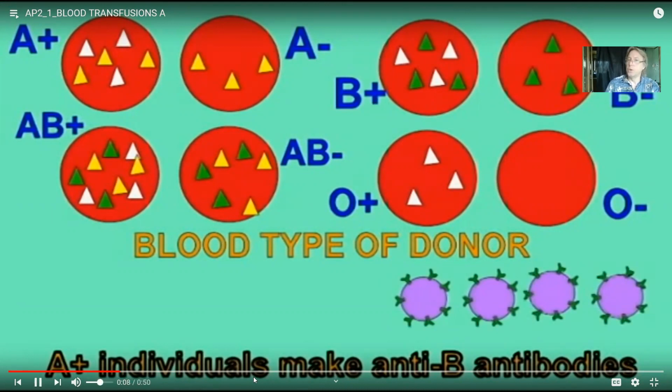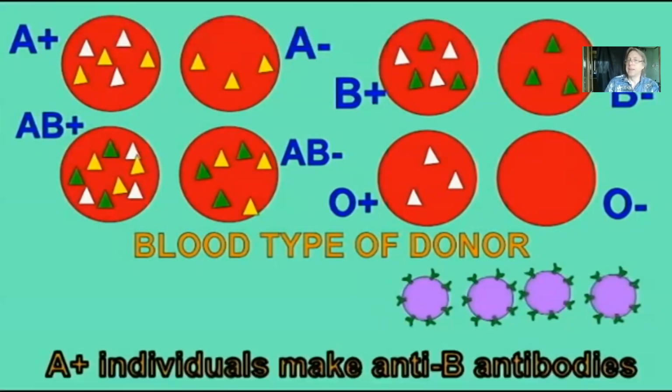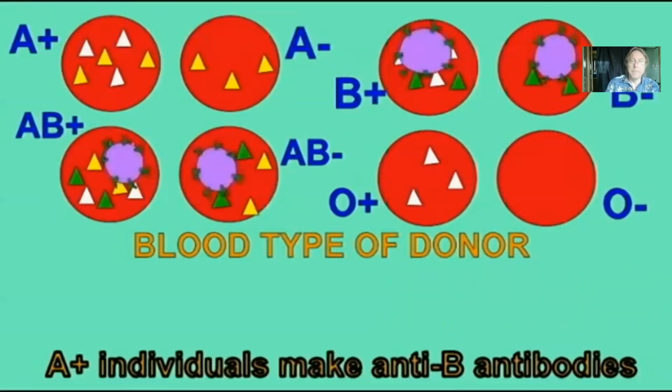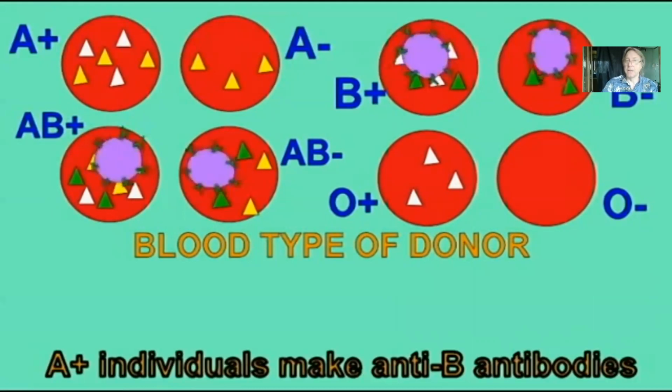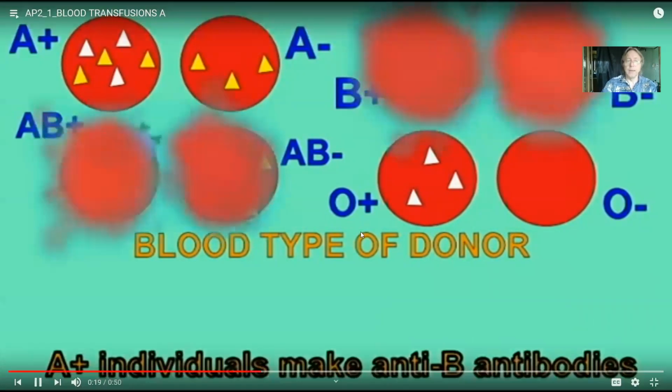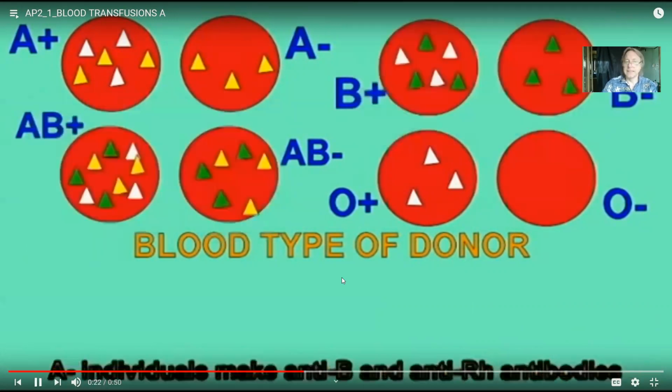And now you know what you can't do. You can't give them a blood transfusion from a donor with a B in it. They attack blood with a B in it, so you can't give them B positive, B negative, AB positive, AB negative. But anything that doesn't have a B is fine.